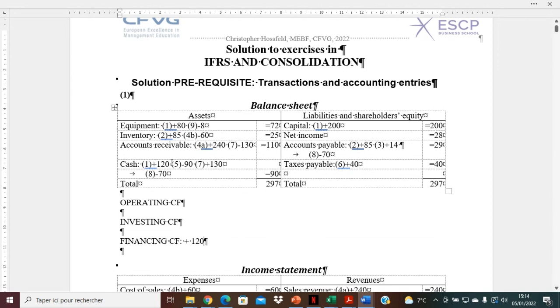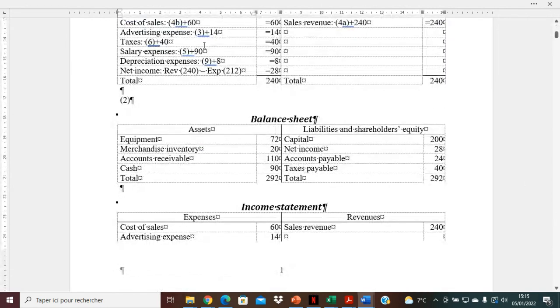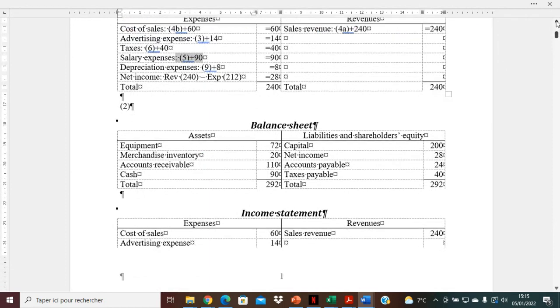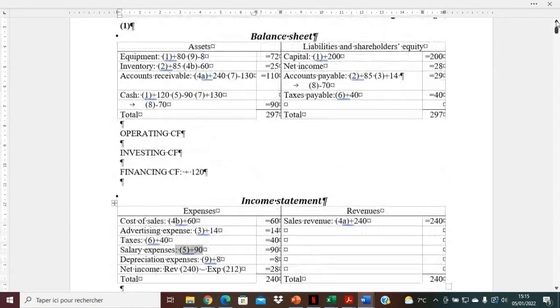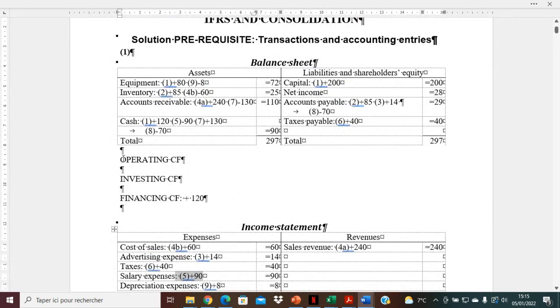Very good. In number 5, minus 90, we were talking about paying salaries. We go back to the income statement. We see here the salary expense. So number 5 was paying salaries. So when I pay salaries, is this an operating cash flow, an investing cash flow, or a financing cash flow? What do you think?